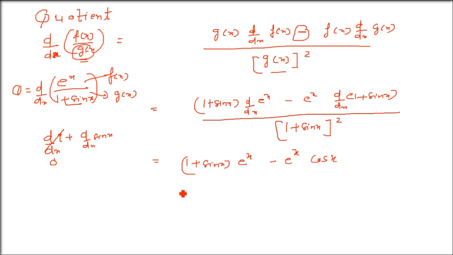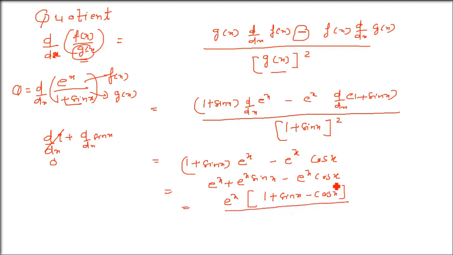Now you can take e^x common and it will be 1 plus sin x minus cos x. What I am suggesting is multiply e^x inside: e^x plus e^x sin x minus e^x cos x, and now you can take e^x common from each term. So e^x you take common, you will have 1 plus sin x minus cos x, divided by, it was already there, (1 plus sin x) whole square. Okay, so this is the final result.